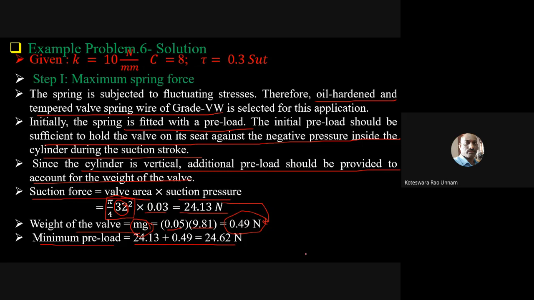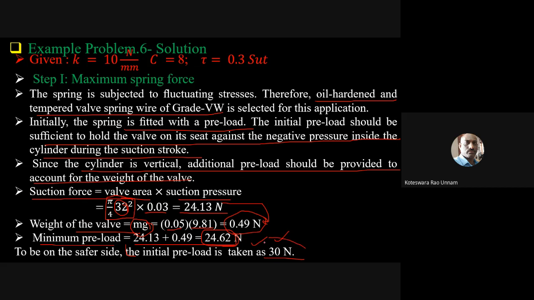Minimum preload, that is the minimum load. Minimum load is suction force plus the weight of the wall. So that comes out as 24.62 newtons. In addition to this, this is the preload. Since it is subjected to a fluctuating load, he rounded off this 24 newtons to 30 newtons for the safe side. So the minimum load is taken as 30 newtons.